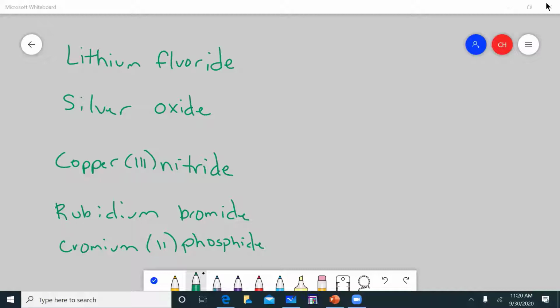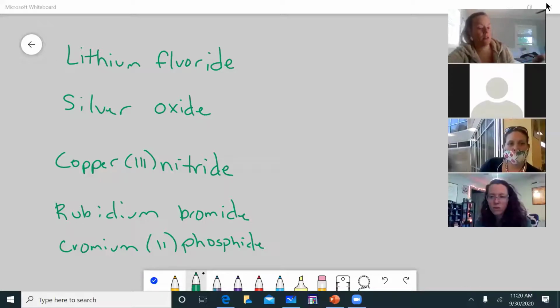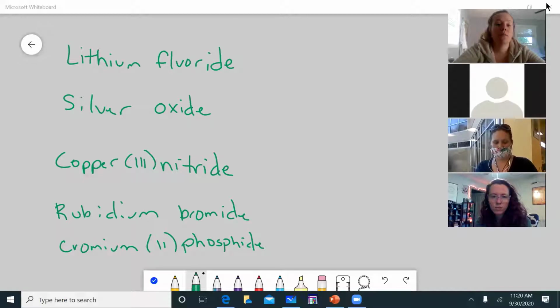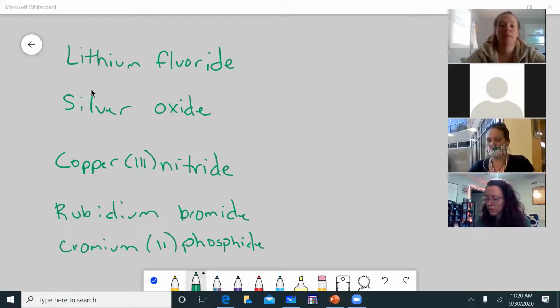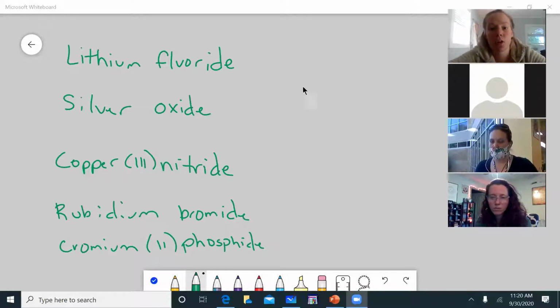Okay. Let's go over these guys. So this is a mixture of, all of these are ionic. So they're all going to follow the system that we've learned thus far. There's a mixture of type 1 predictable charge and type 2 unpredictable charge.